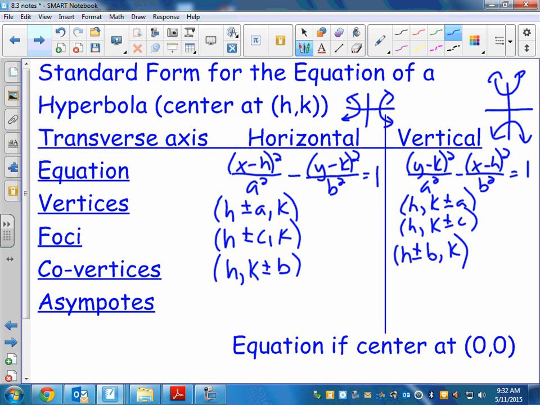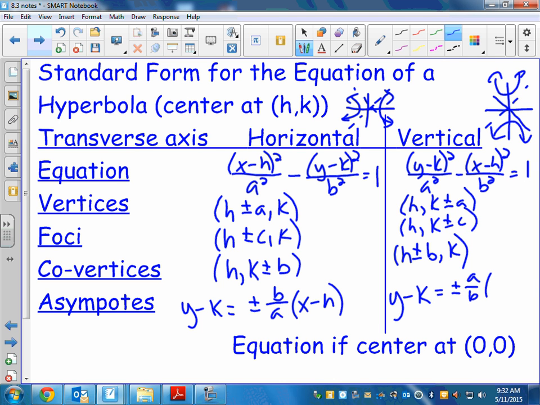So that's true. And the asymptotes are those lines that are going to go through the center. And it looks a little scary, but it's just slope-intercept form going through the center with a slope. So on this one, it's Y minus K equals plus or minus B over A times X minus H. And on this one, it just changes to A over B. So it's plus or minus A over B, times X minus H. That's just point slope form. There's a plus or minus because there's one positive slope, there's one negative slope. H and K are the center.